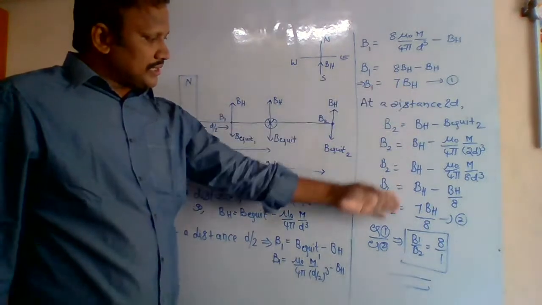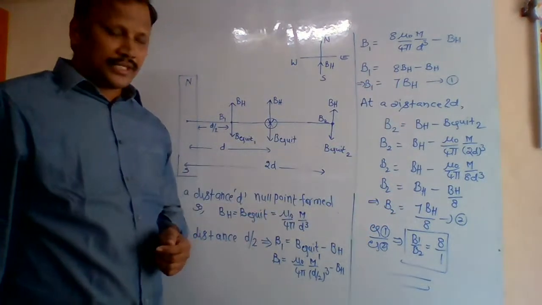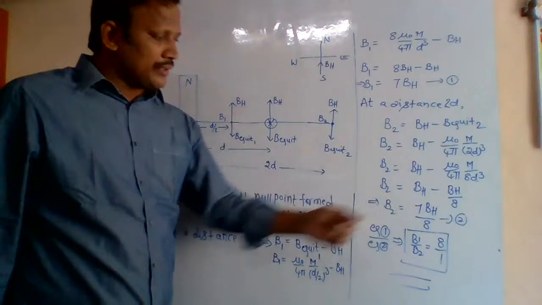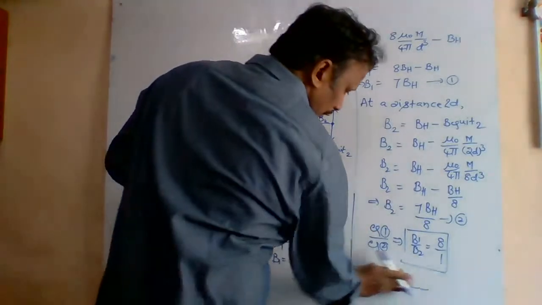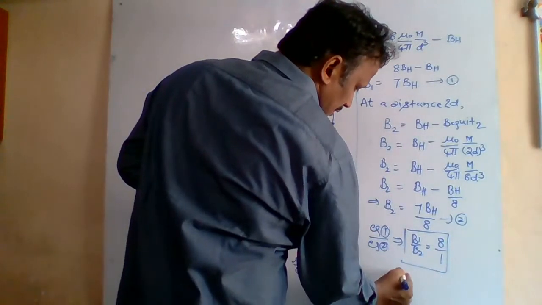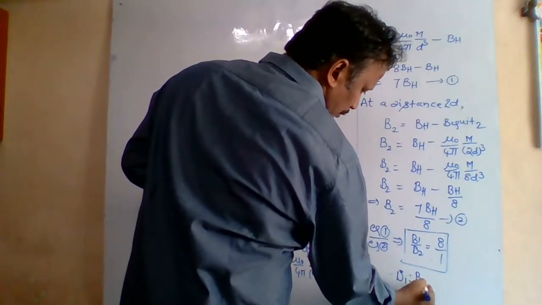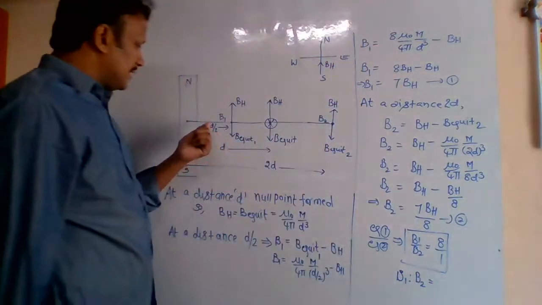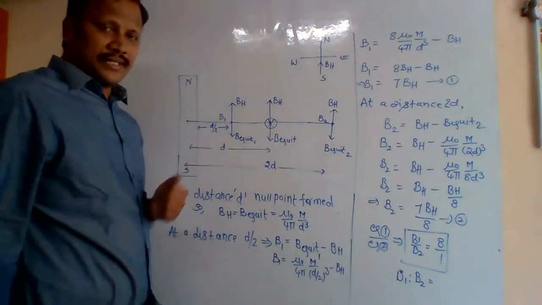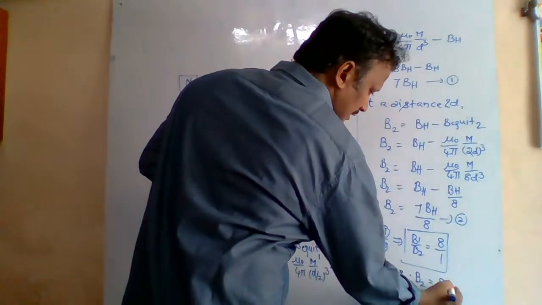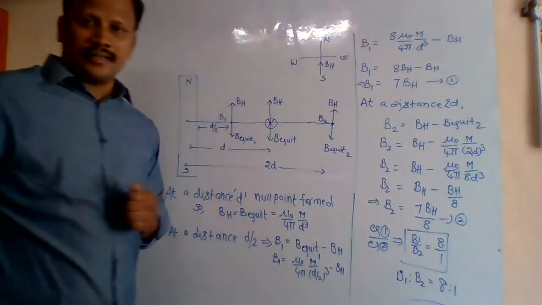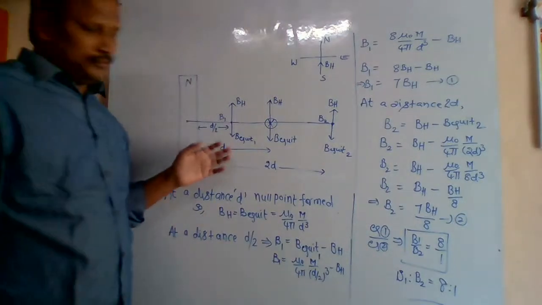This is equation 1, this is equation 2. Therefore, equation 1 by equation 2. What's the answer? B1 by B2 is equal to 8 by 1. Therefore, B1 is to B2 is equal to how much? Ratio of magnetic field inductions at a distance d by 2 and at distance 2d is equal to how much? 8 is to 1. So this is the answer. So copy this.